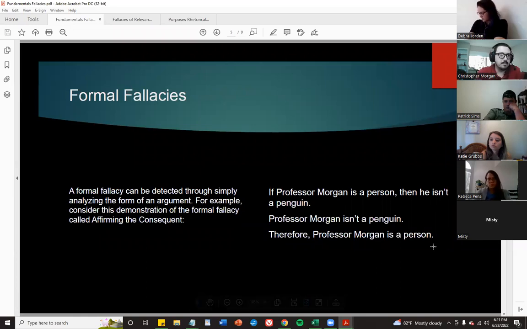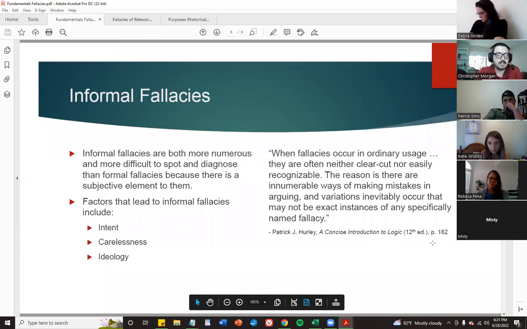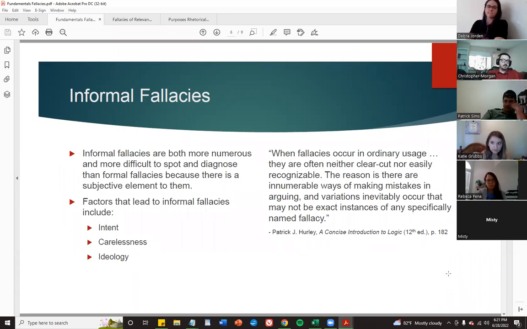And so, like I said, there's only about 6 of these formal fallacies, and that's really more for a logic class. But informal fallacies are both more numerous and more difficult to spot and diagnose than formal ones because there's a subjective element to these, right? And so factors that can lead to informal fallacies include, you could just be intentionally fallacious for the sake of being fallacious. Maybe you're just ruthless and you want to win an argument, and you know that you can snow your opponent under by completely derailing the conversation or muddying the waters or engaging in a whole host of probably unethical behavior that the logic police will never come and arrest you for.